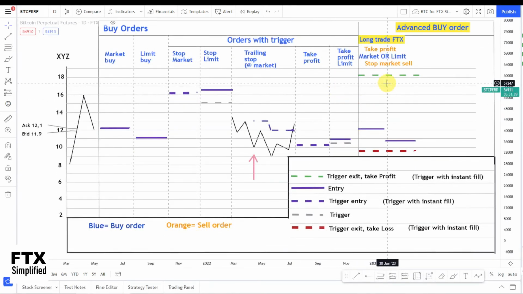The advanced order is one of the reasons why I started using the FTX Crypto Exchange.